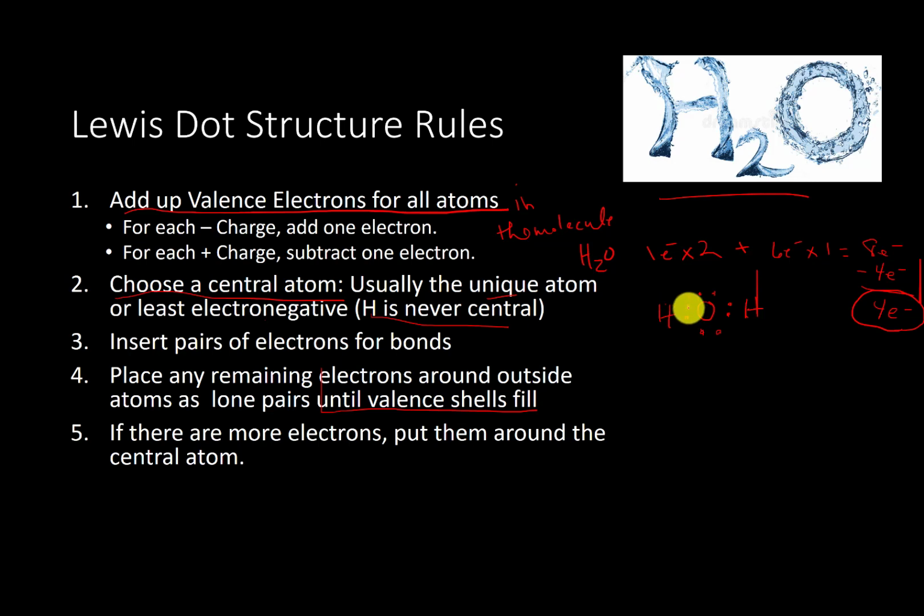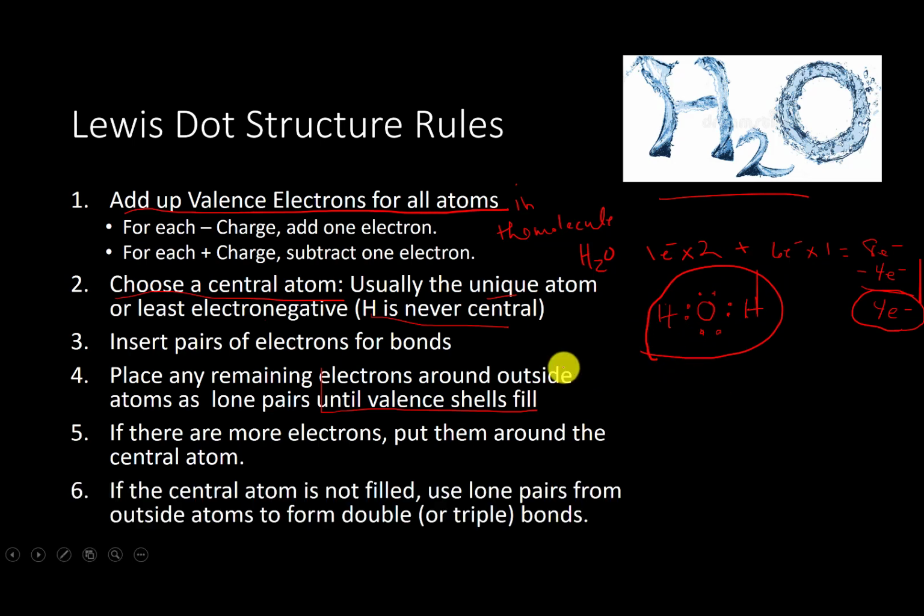Yes, it has 2 electrons in that shared pair that make up the bond. So that is a full valence shell. This hydrogen also has a full valence shell. Now let's look at oxygen. 1, 2, 3, 4, 5, 6, 7, 8. It has 8, so we have succeeded. This is the Lewis dot structure for H2O, or water.